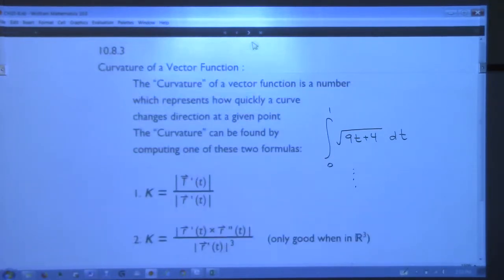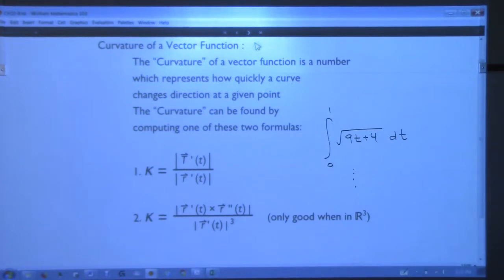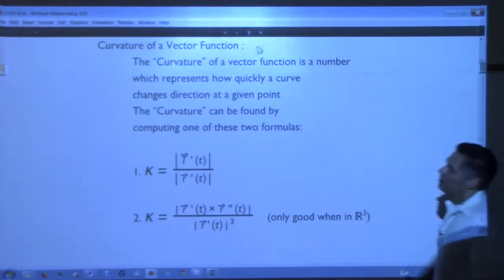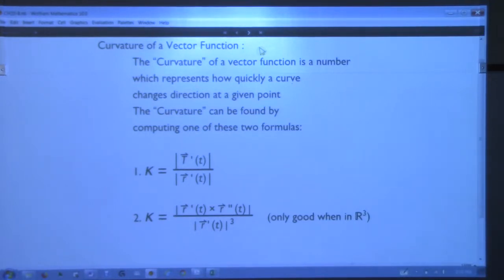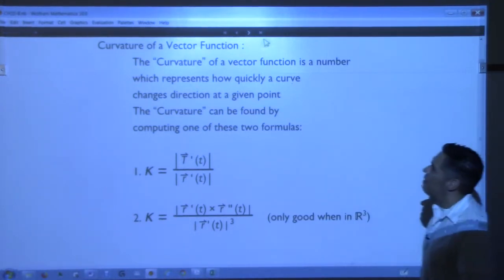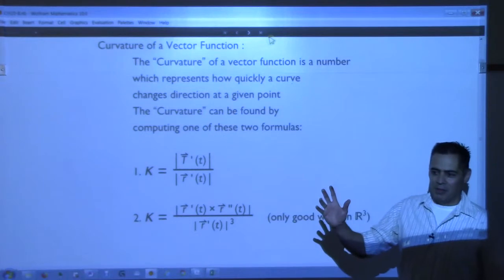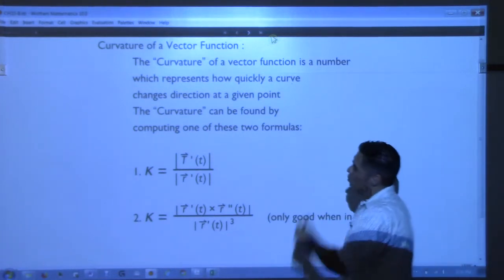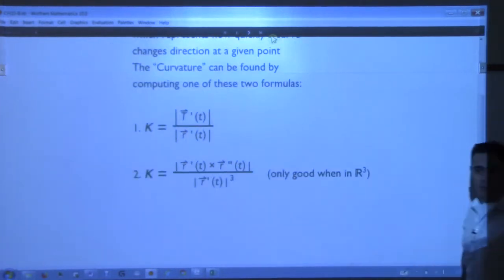All right, now we move on to this idea of curvature. The curvature of a vector function is a number. Good, it's just a number, all right? Which represents how quickly a curve changes direction at a given point. And the curvature can be found by computing one of these two formulas. There's actually two formulas for curvature.